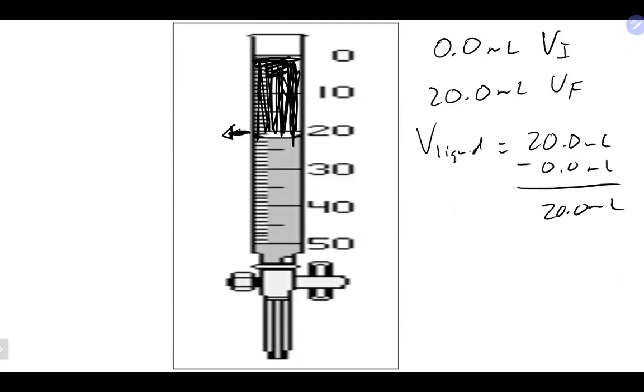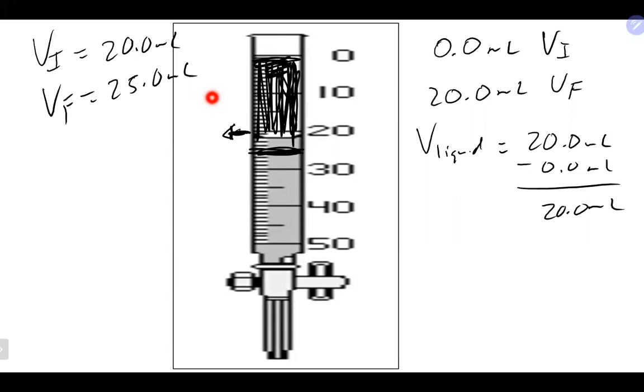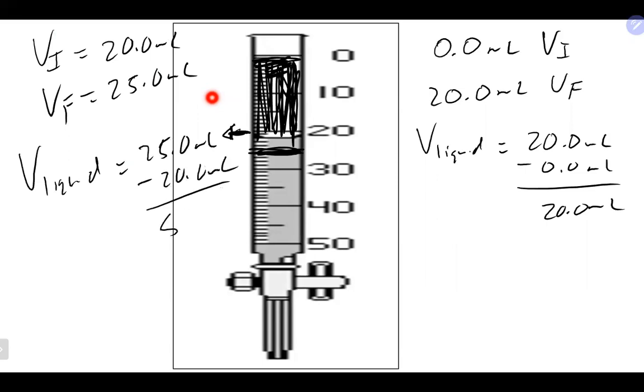We open it up again, right? And we let it drain. So let's say we let it drain to exactly 25 right there, a second time. So for our second round, our initial reading was 20 milliliters. Our final reading would be 25 milliliters. In this second part, where I opened up for the second amount, what did I add? I added 25 milliliters minus 20 milliliters, right?